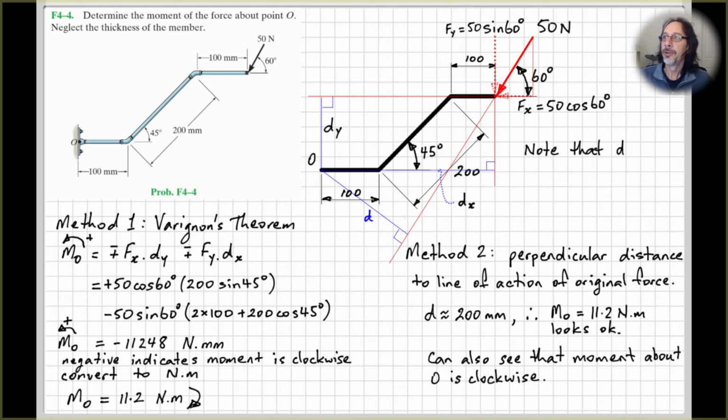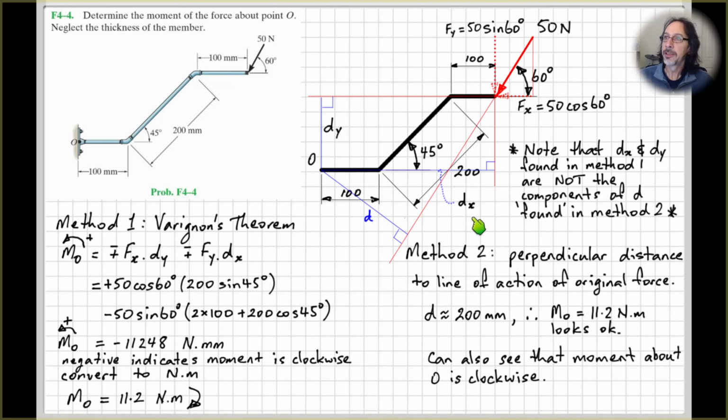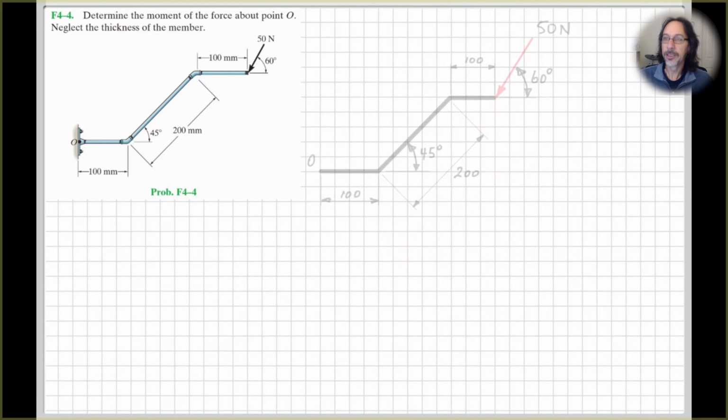Before we go on to the next method, I just want to quickly note that these values dx and dy that I calculated up here are not the components of this distance d here. So don't make that mistake. This dx and this dy are not the components of this distance d. All right, so let's go to the next method.